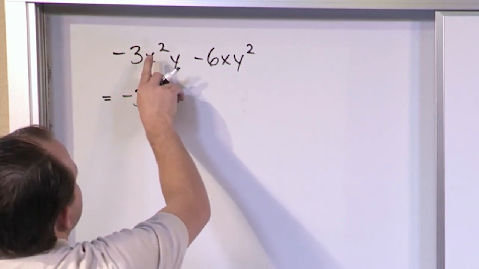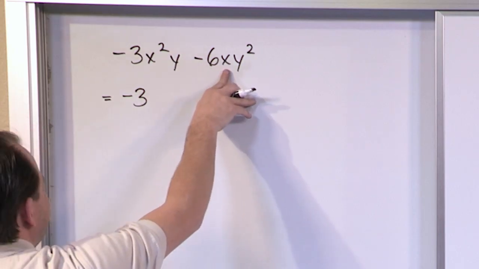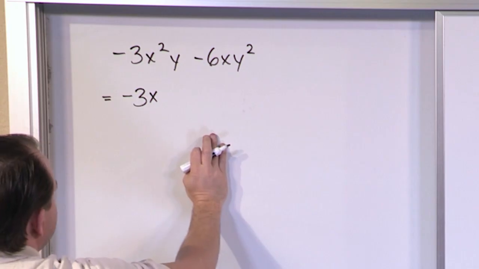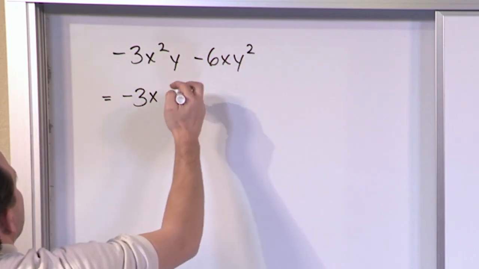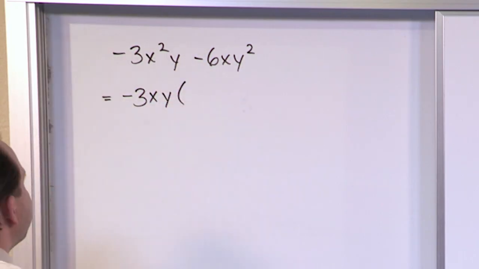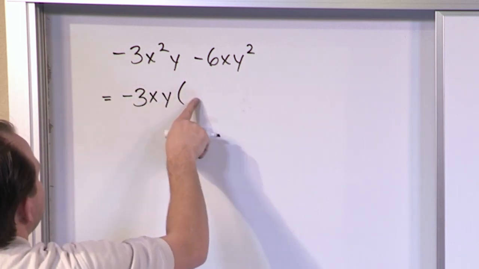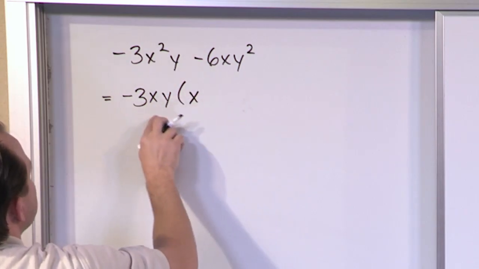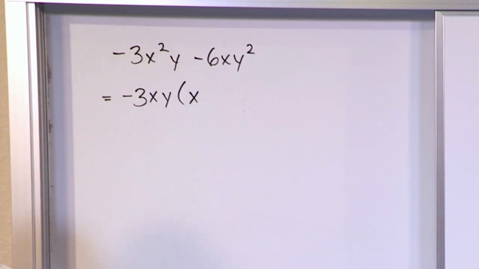What about x? Well, I have an x squared here and only one x here, so I can only pull one x out because only one of them is common to both. Same thing with y. Only one y is common to both. So I can open my parentheses up and figure out what I need to write on the inside. I've already got my -3. I've already got my y. So all I need is an x. So when I multiply these together, I'll retrieve my original term.